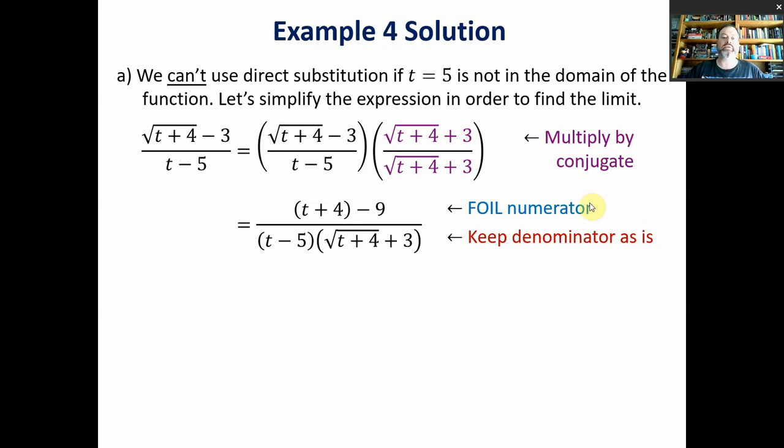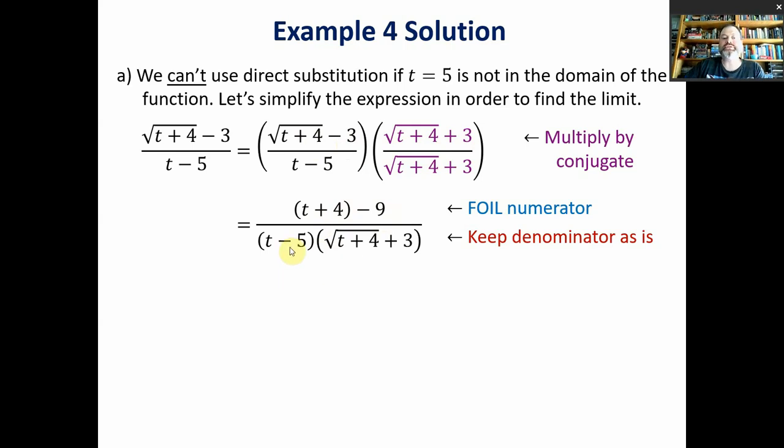So we foiled the numerator, right? And you can see how that works. This is just difference of squares. You have a minus b times a plus b, which is just a squared minus b squared. So radical t plus 4 squared is just t plus 4. And then minus 3 squared, which is 9. So we foiled the numerator. We don't mess with the denominator. Just multiply it across. You need parentheses.